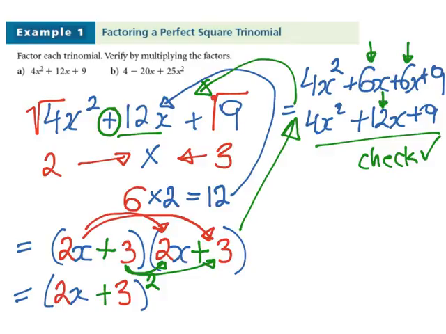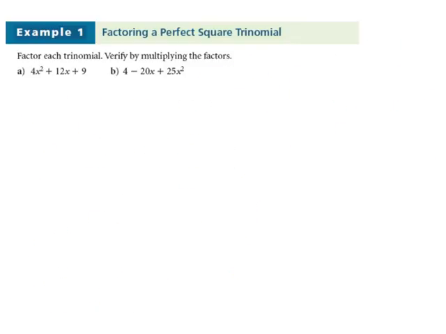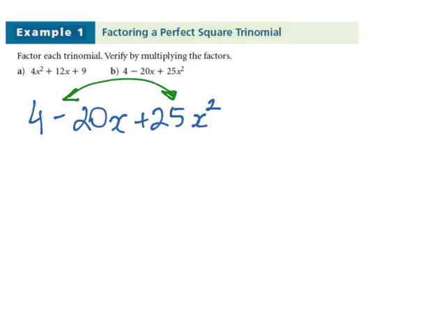So let's take a look at the second part of this question: 4 minus 20x plus 25x squared. Now it's been a little bit rearranged. Our middle term is still in the middle, minus 20x, but our last and first terms have interchanged. Notice that? It's okay. It does not make a difference for us. We're still going to do the same thing. We're going to double check to see if the square roots help us to identify the middle term.